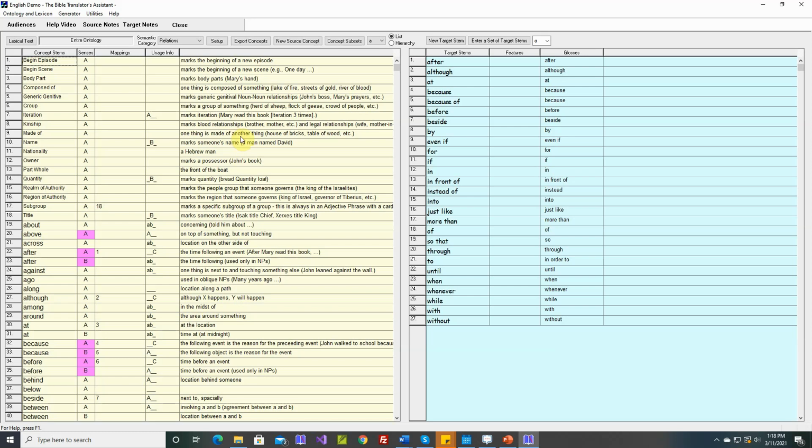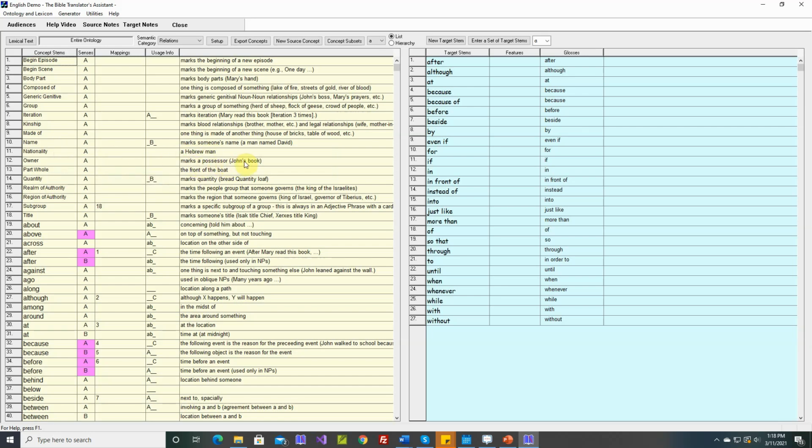Kinship marks blood relationship, like Mary's brother, Mary's mother, and legal relationships, John's wife, Mary's mother-in-law. Made of, one thing is made of another thing, like house of bricks. So house is the head noun, and it's modified by bricks, and the relationship between those two nouns will be marked with made of. We would probably say a brick house or a wooden table. Name marks someone's name, a man named David. So here man is the head noun, David is the modifying noun, and the relationship between these two nouns will be marked with name.